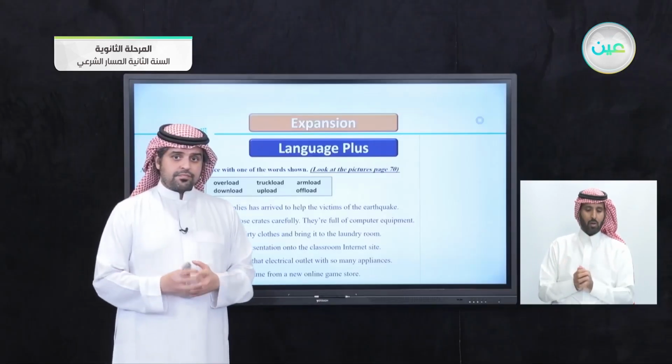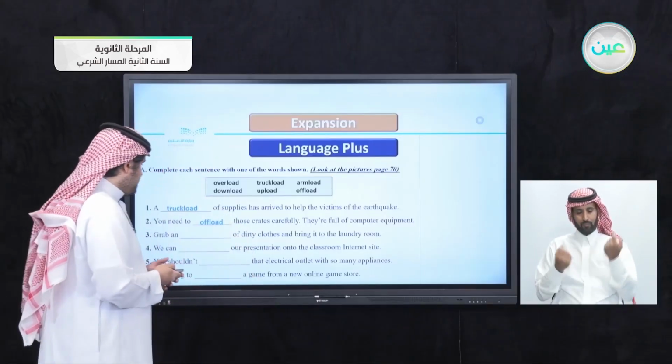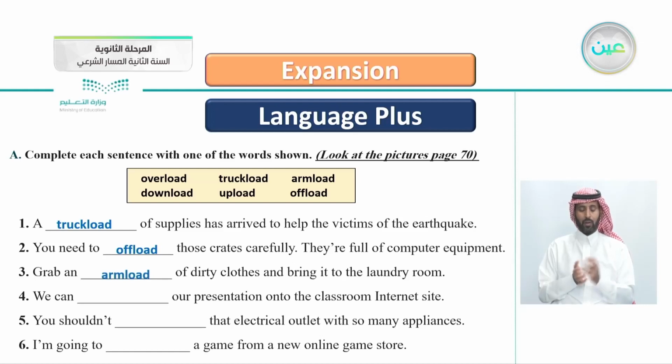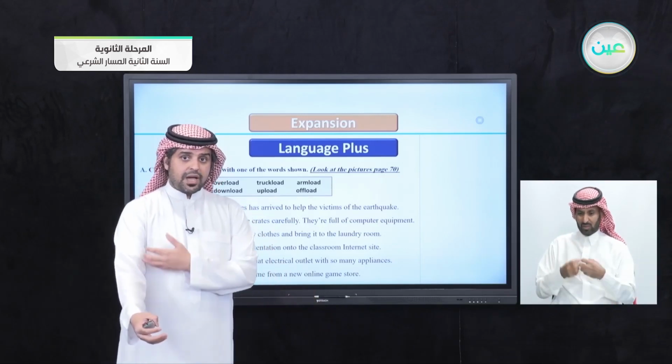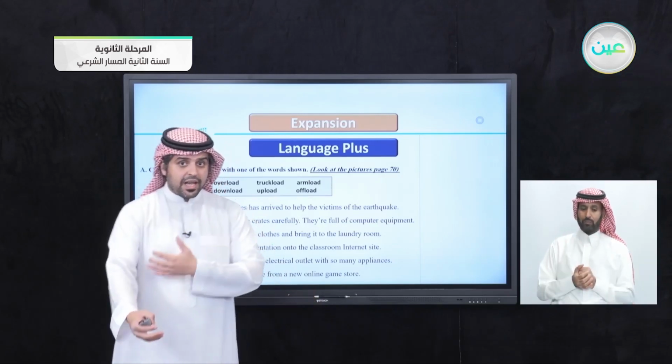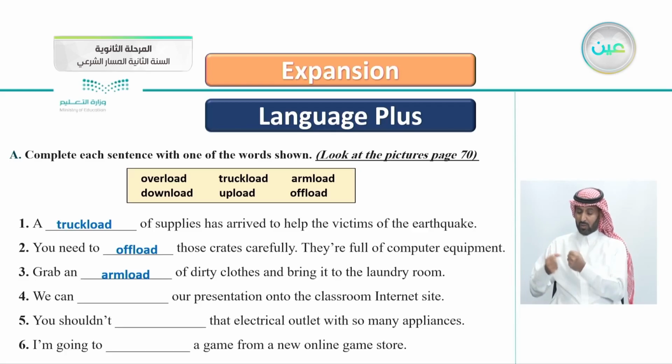Okay, let's check the answer together here. Grab an armload of dirty clothes and bring it to the laundry room. Try to pick up your dirty clothes until it reaches the highest point of your arm. This is an armload, and bring it to the laundry room.